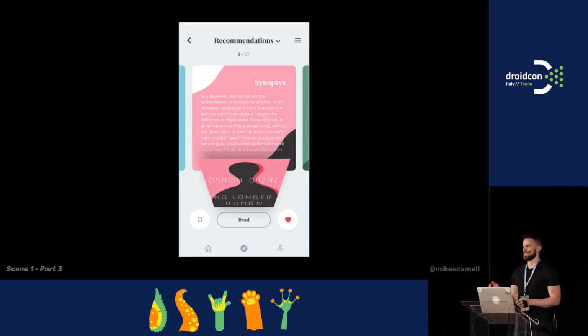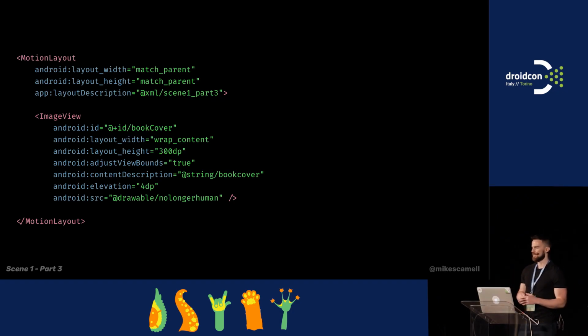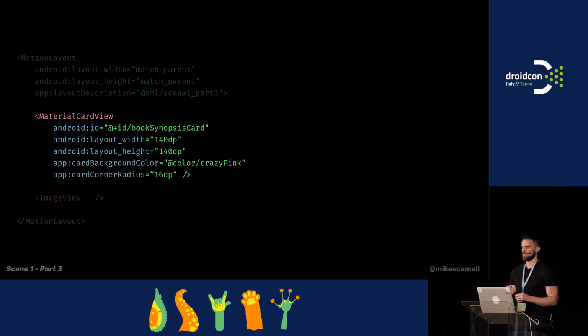So now we just need to add in the synopsis card behind the book cover. Nothing crazy here. We add the material card view to our layout above the book color with a color and corner radius. I've set the height and width because you have to, but we won't actually be using them as we'll be using what's in the MotionScene.